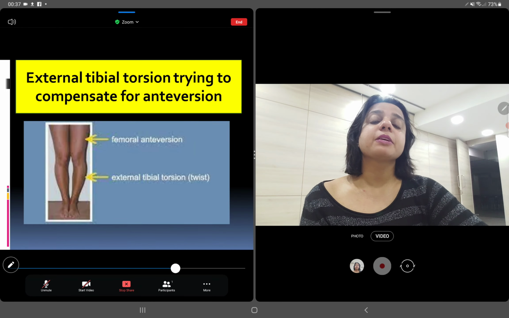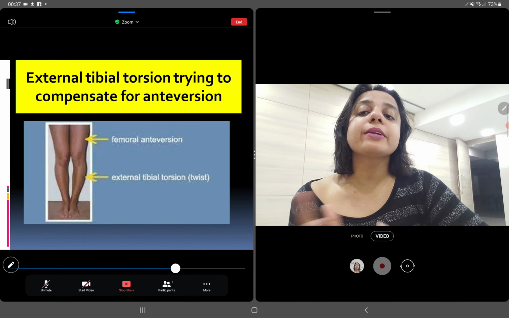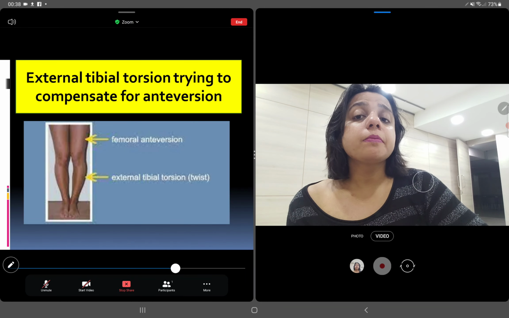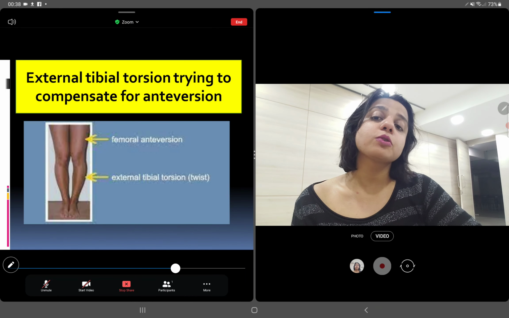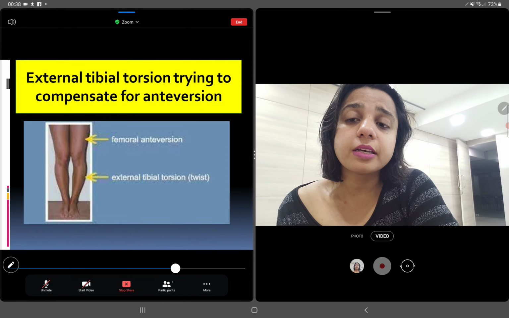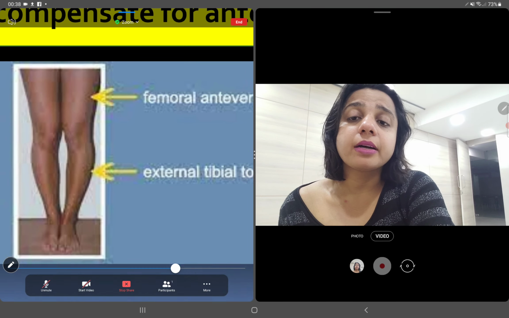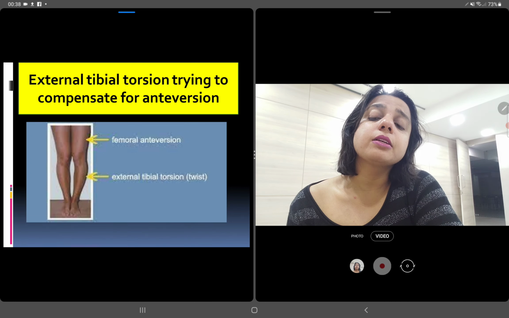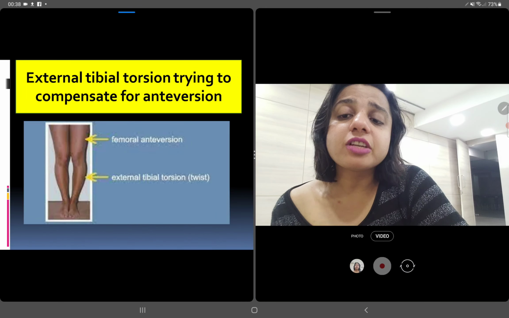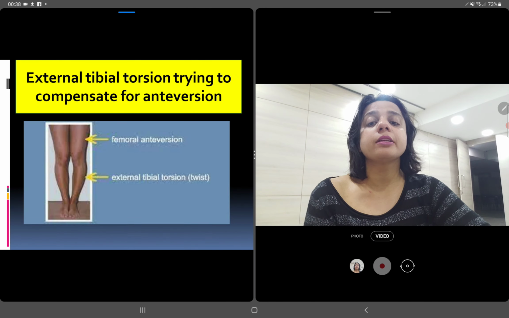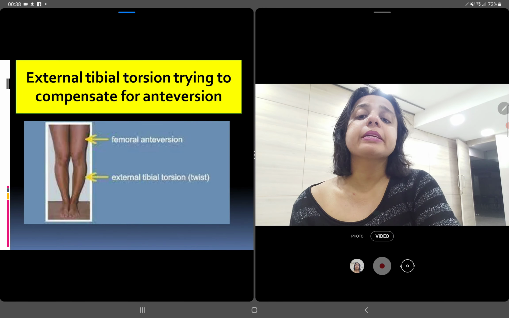Now you can see in this picture external tibial torsion trying to compensate for anteversion. If anteversion occurs, external tibial torsion can also occur to compensate for this. How does it happen? Here the patellae are facing inward, but from the side you can also see external tibial torsion, because there is no intoing. Now the patient will have anterior knee pain and patellofemoral pain.